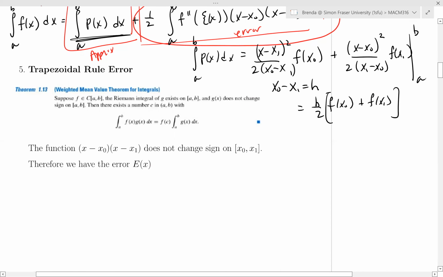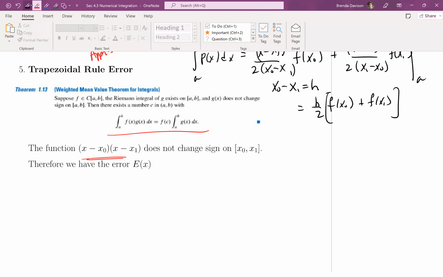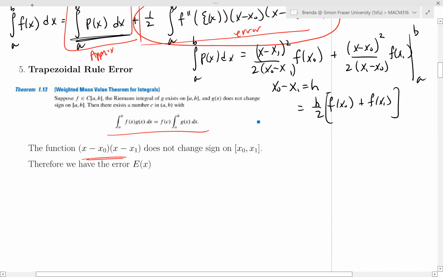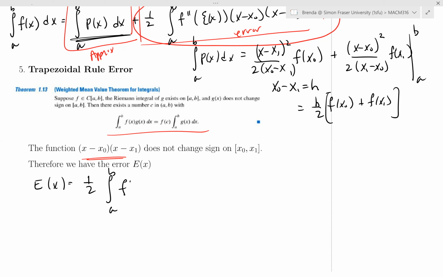We use a theorem here, stated in the text, just so that we can claim that this does not change sign on the interval. Use that theorem, and then we can write out what the error is. The error as a function of x is 1/2, that's what I have written above here, the integral from a to b of the second derivative evaluated at psi of x.